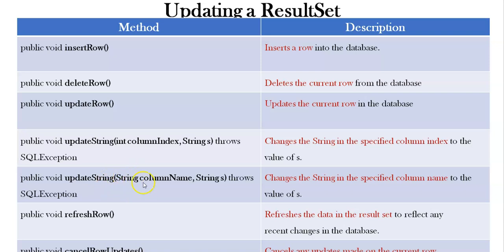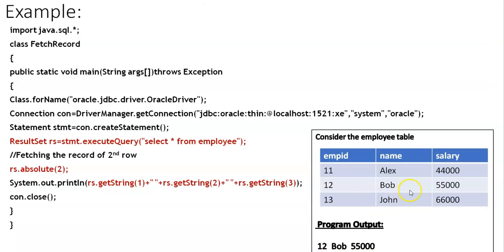Another version of the updateString method is, instead of specifying the column index, that is the column number 1, 2, 3, you can specify the column name itself and the new value to be updated. It changes the string in the specified column to the value present in the argument. The next method is the refreshRow method, which refreshes the data in the result set to reflect any recent changes made in the database. And we have another method called cancelRowUpdates, which cancels any of the updates made in the current row so far.